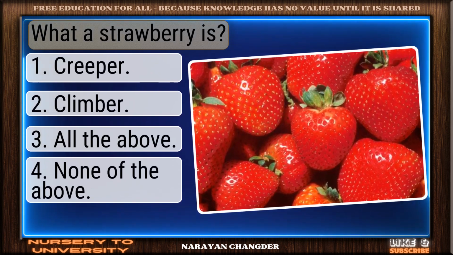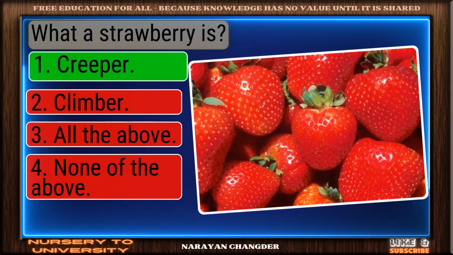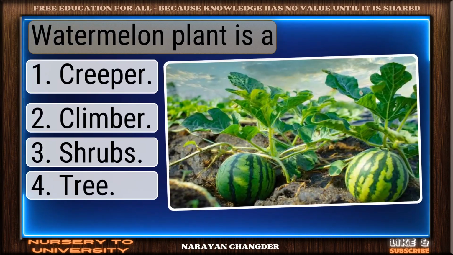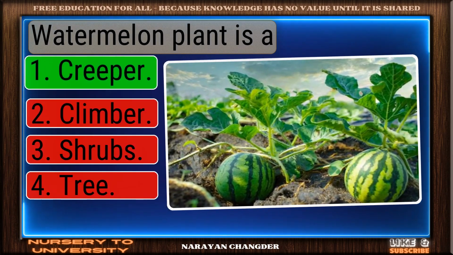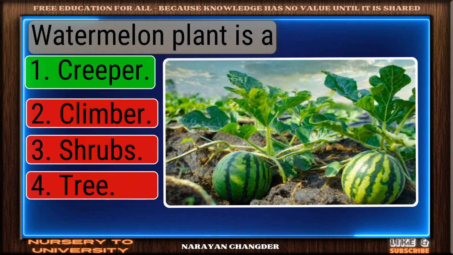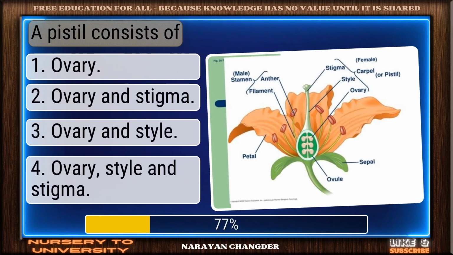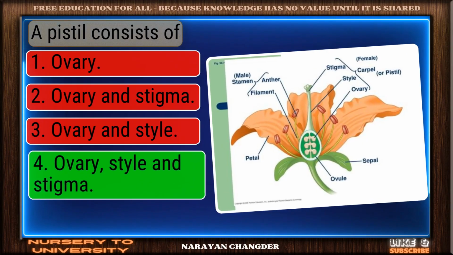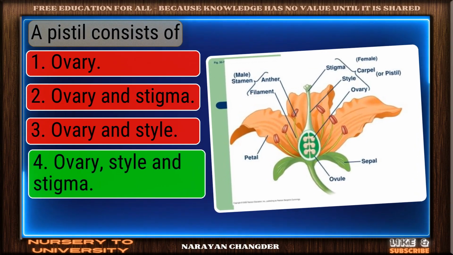What a strawberry is. Nicely done. Creeper is a solid answer. Watermelon plant is a... Correct. Creeper is the right answer. A pistil consists of... Nice work. You chose ovary, style, and stigma, and it is correct.